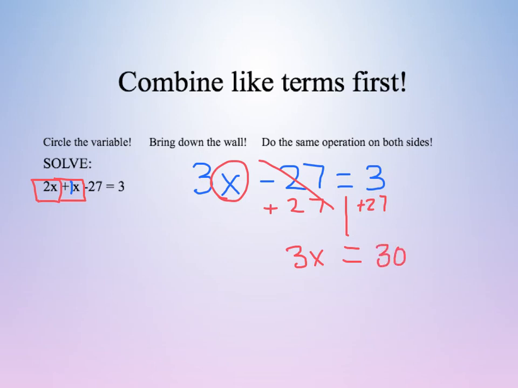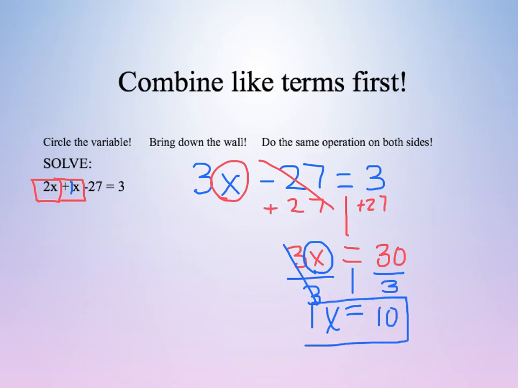Again, I am going to circle my variable, bring down my wall with my equal sign. I want to get x by itself, so that tells me 3 times x, so I'm going to divide both sides by 3. 3 cancels out, which leaves me with x, and 30 divided by 3 is 10. And I'm going to go ahead and box it in.